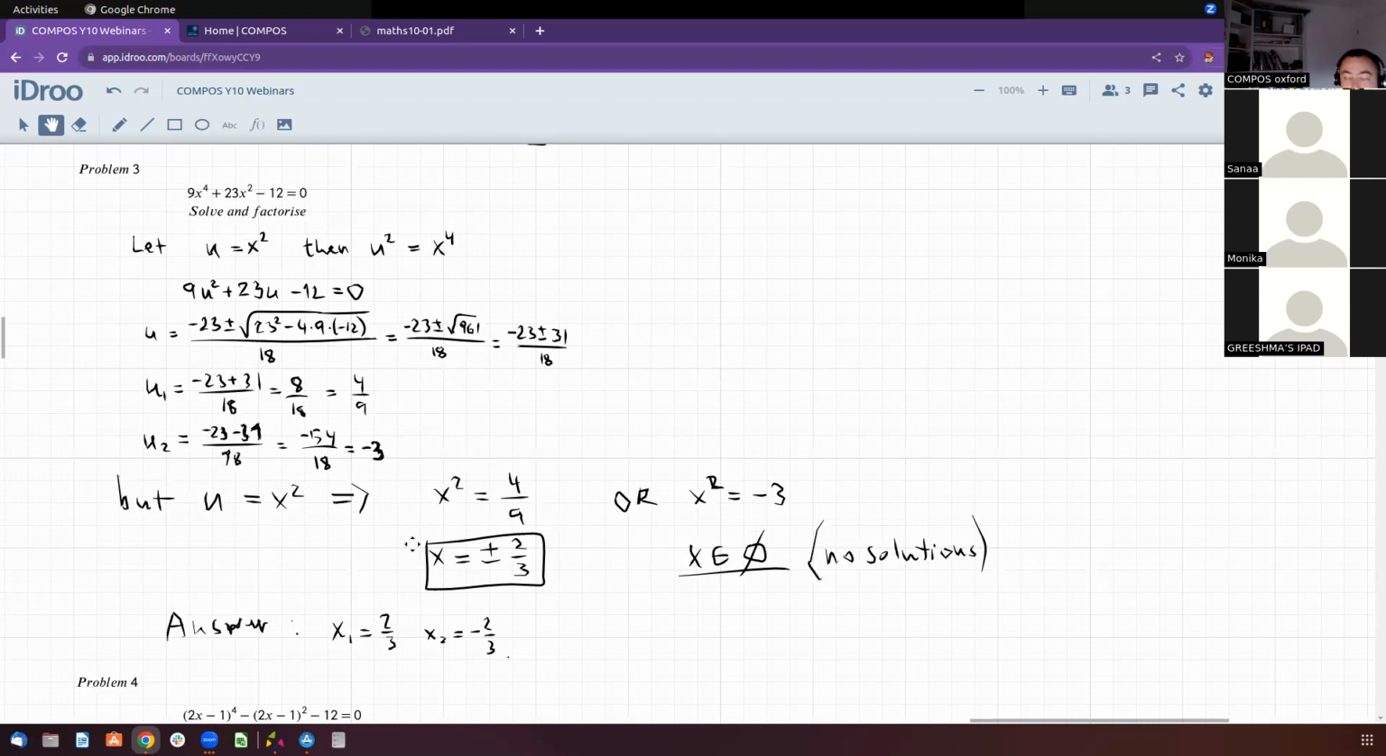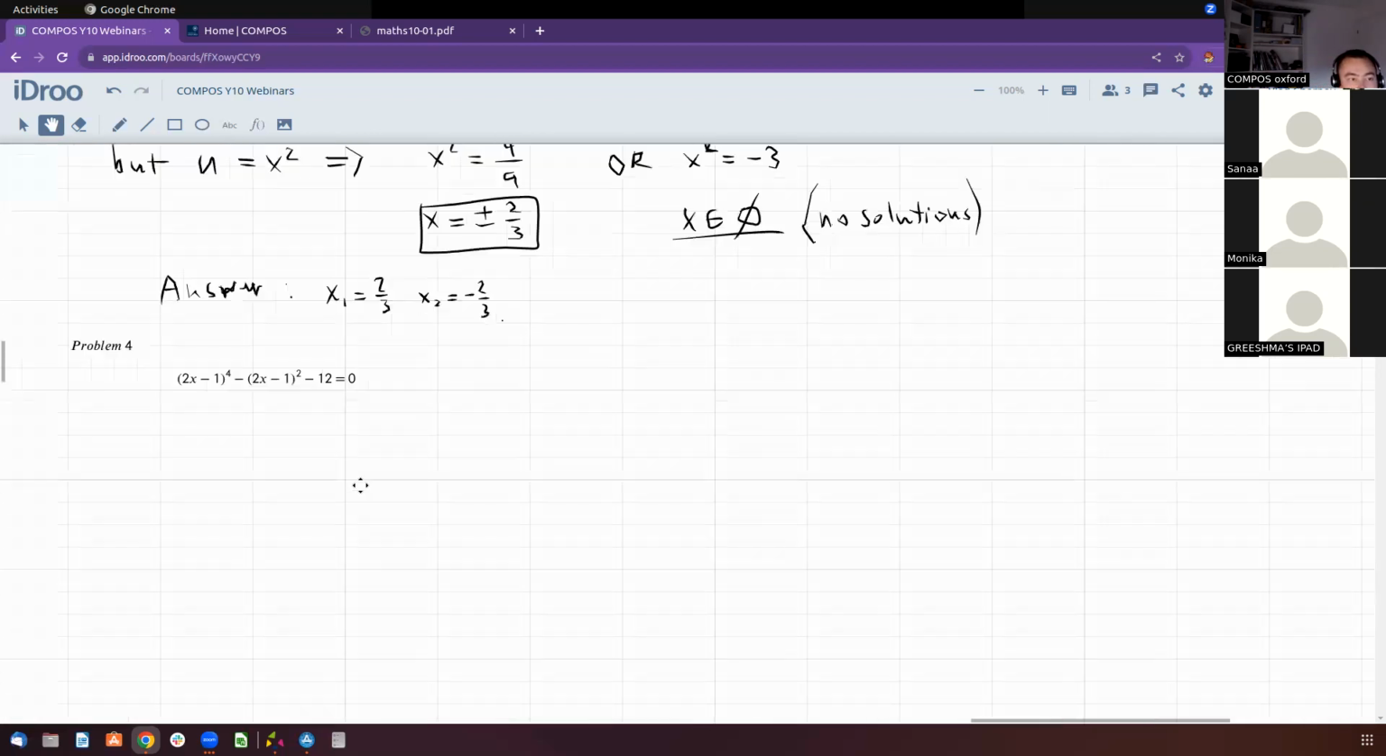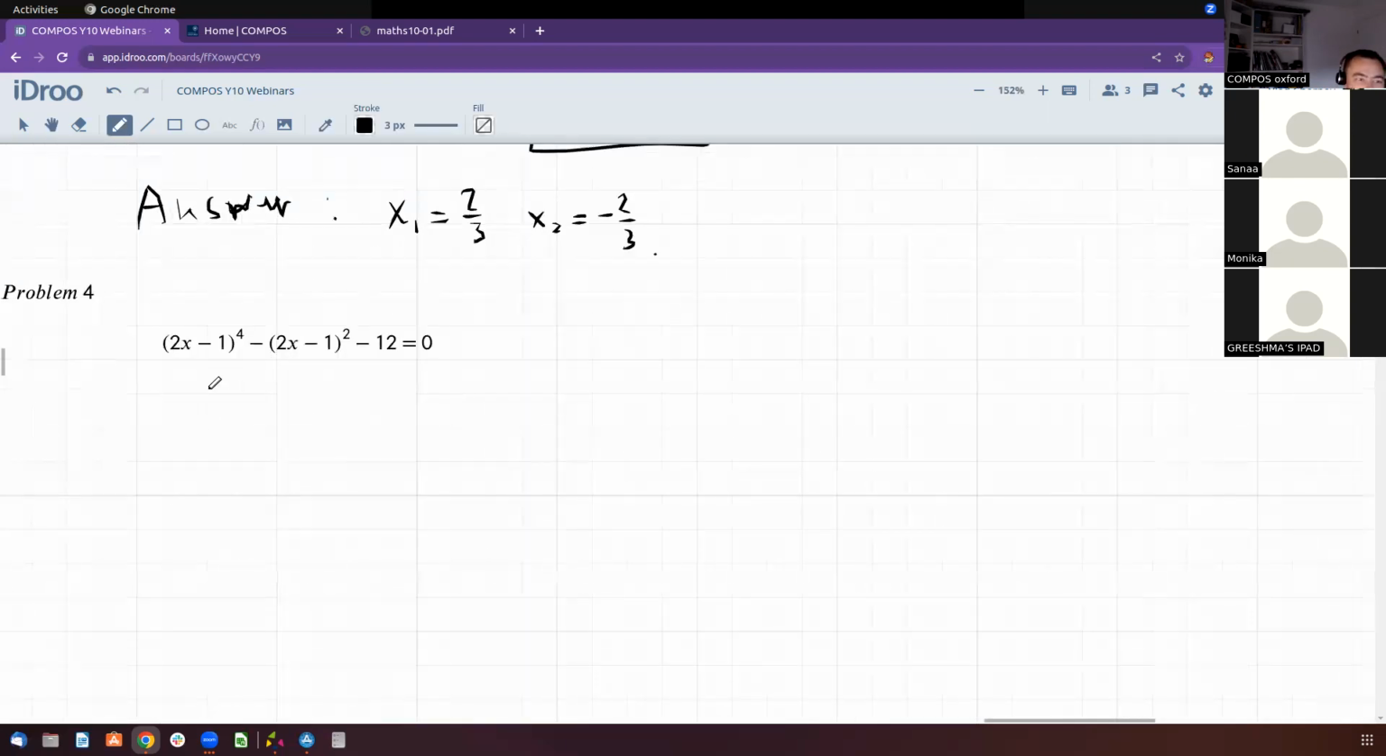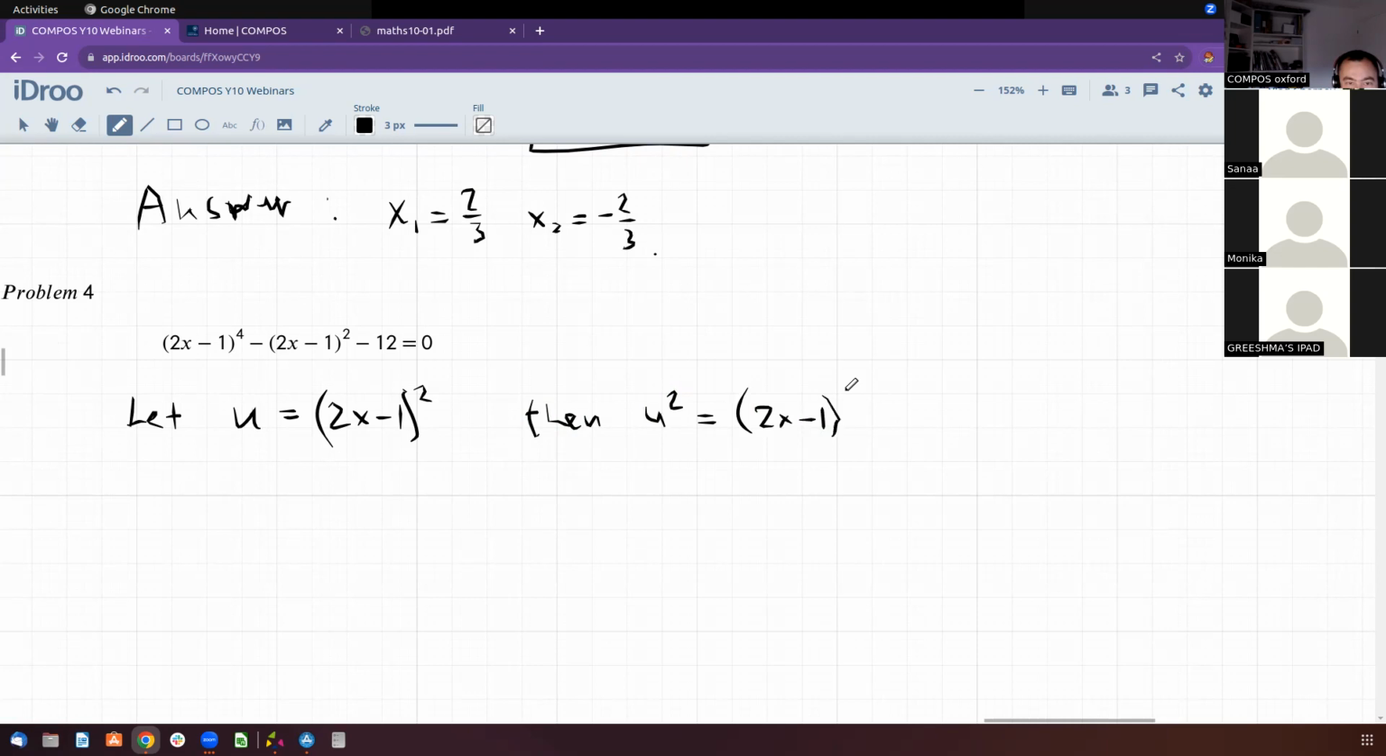And with the next question, we just dive deeper into complexity. So we have the same thing. And whoa, what about that? We notice. So let u equal 2x minus 1 squared. Then u squared is equal to 2x minus 1 to the power 4. So the equation becomes u squared minus u minus 12 equals 0.